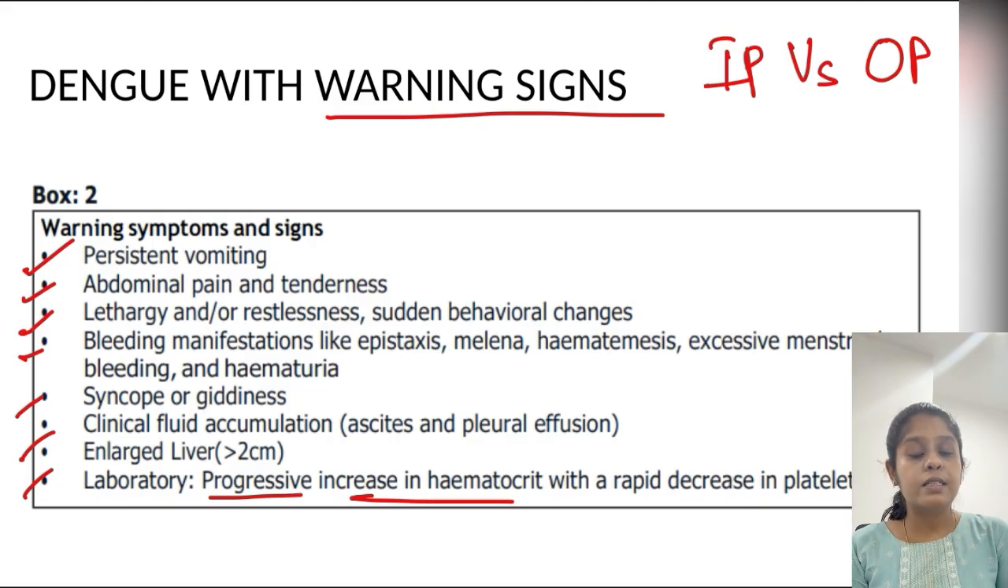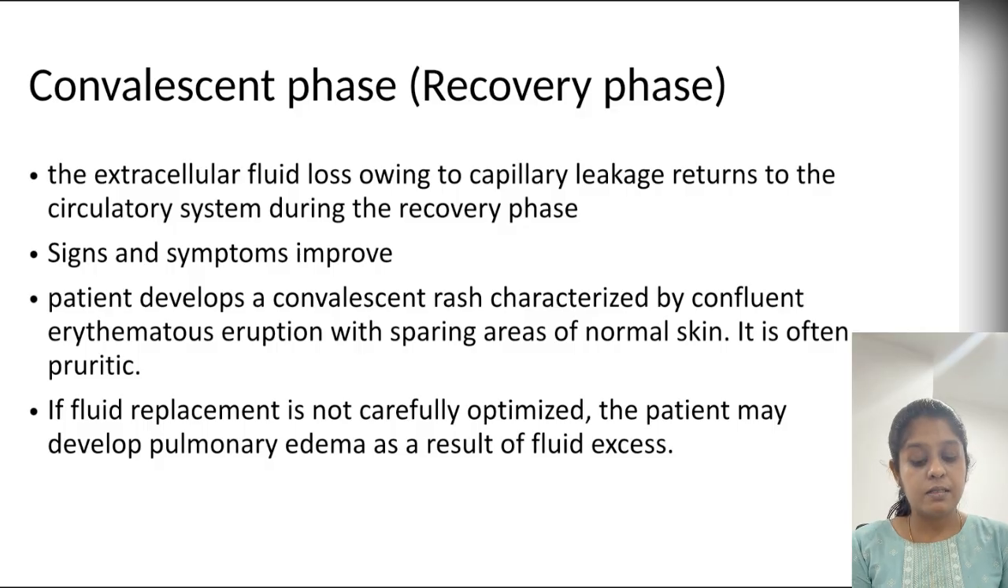So any of these: persistent vomiting, abdomen distension, thrombocytopenia, hemoconcentration, hepatomegaly, bleeding manifestation, all these should alarm the practitioner to admit the patient.